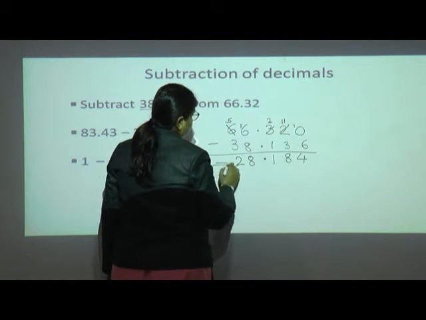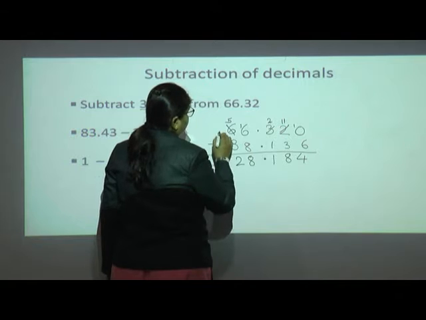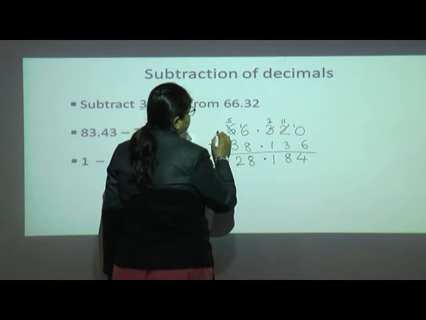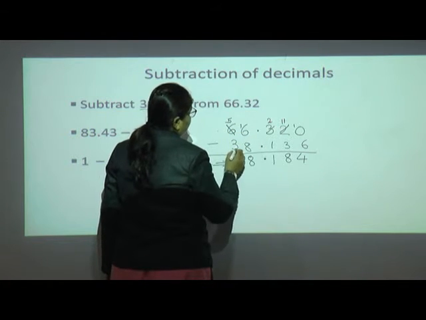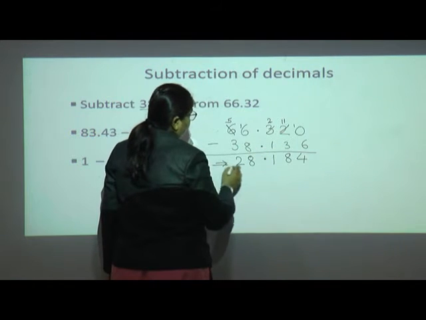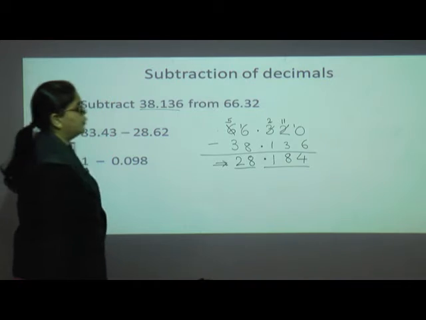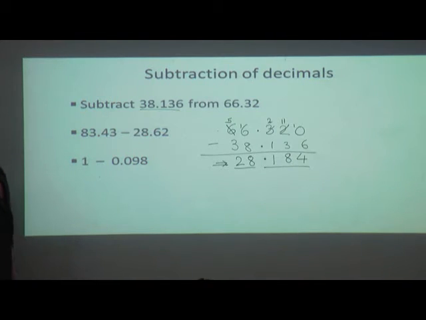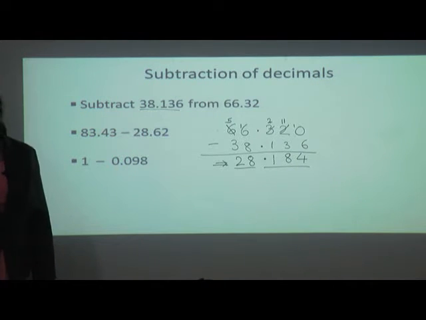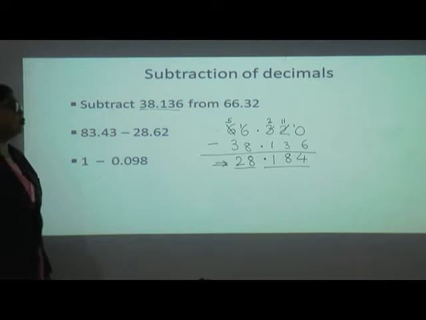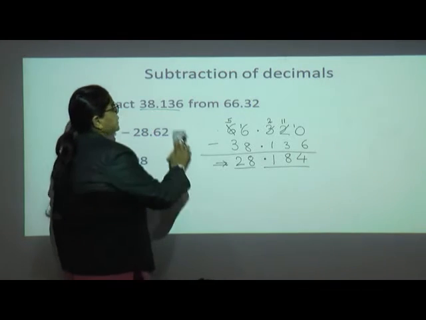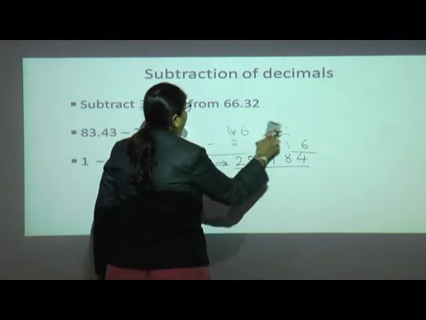So how many chocolates will be with you? Suppose you have 66.32 and you remove 38.136, you will have this much balance with you, that is 28.184.